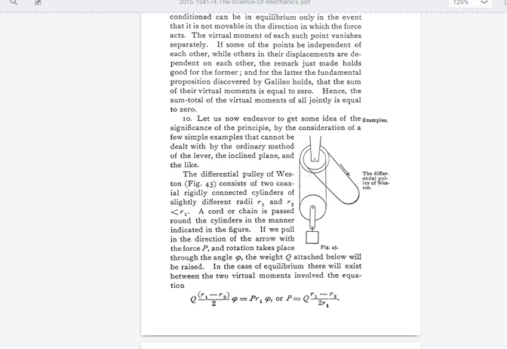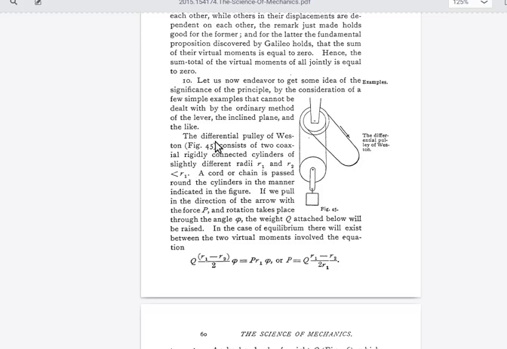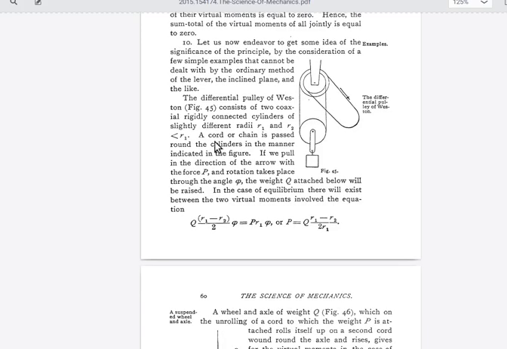Let us now endeavor to get some idea of the significance of the principle by the consideration of a few simple examples that cannot be dealt with by the ordinary method of the lever, the inclined plane, and the like. The differential pulley of Weston, figure 45, consists of two coaxial rigidly connected cylinders of slightly different radii, R1 and R2 less than R1. A cord or chain is passed round the cylinders in the manner indicated in the figure.